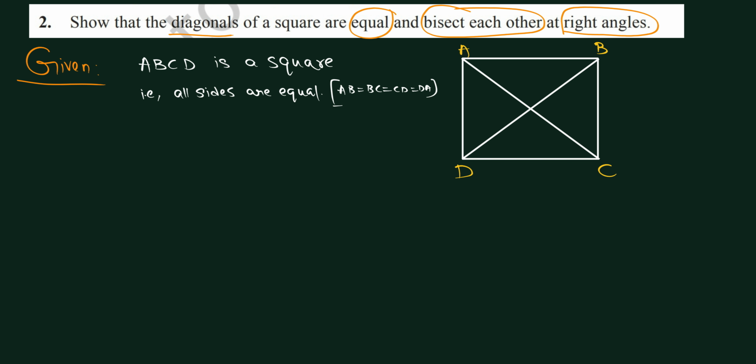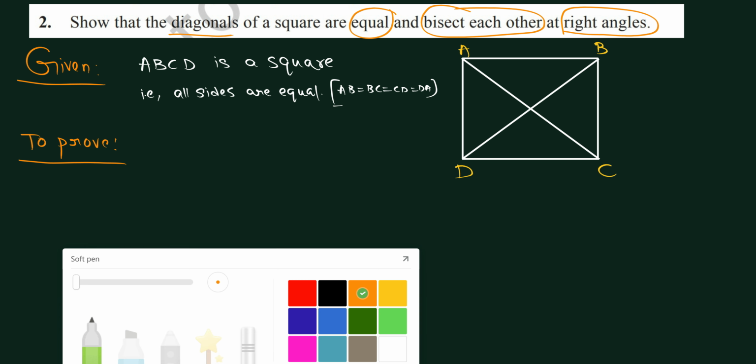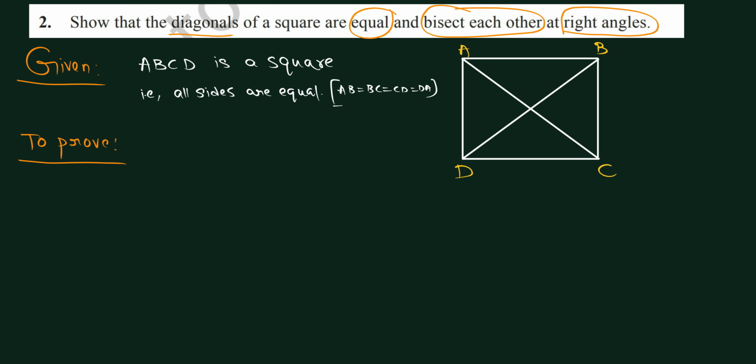So now to prove, I am writing one by one. Here we need to prove three things: diagonals are equal, diagonals bisect each other, and diagonals bisect each other at right angles. So first I am writing only one thing: we need to prove diagonals are equal. The first one is diagonals are equal.